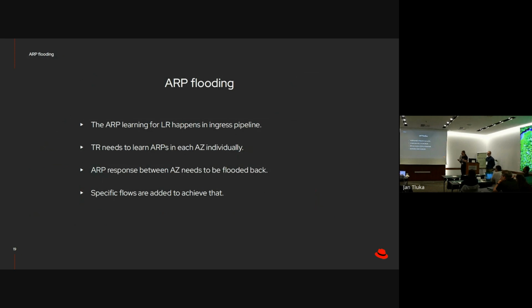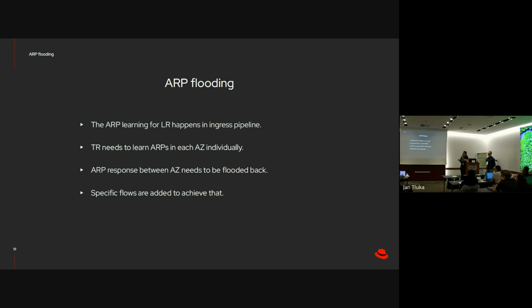There is one more thing. There is one more catch that we had to solve. So we have ARP learning in a regular logical router. If you send traffic through a logical router, what will happen if the router doesn't know the IP? It will basically ARP for it, which is kind of normal behavior.